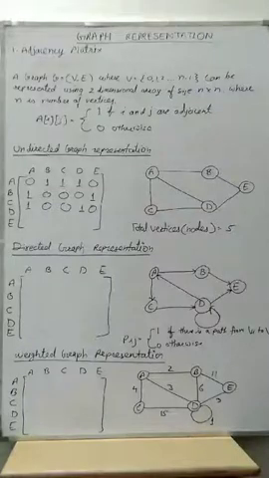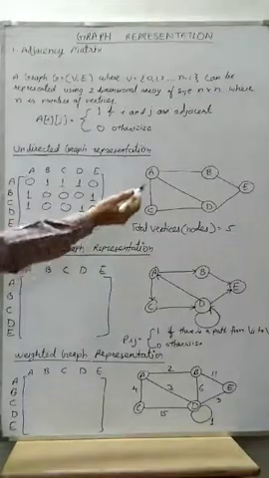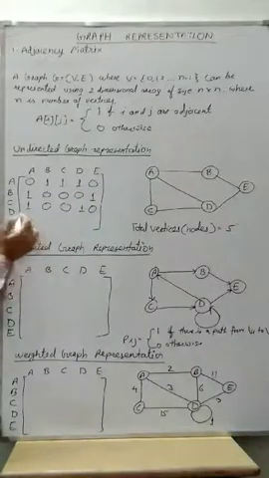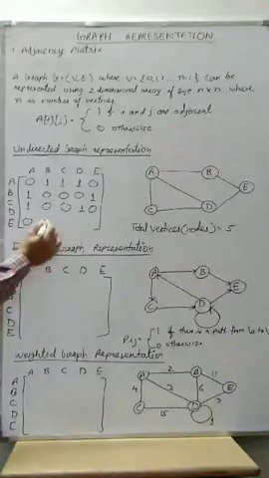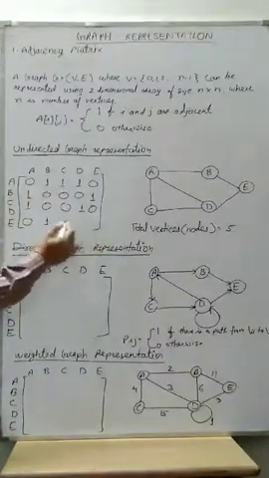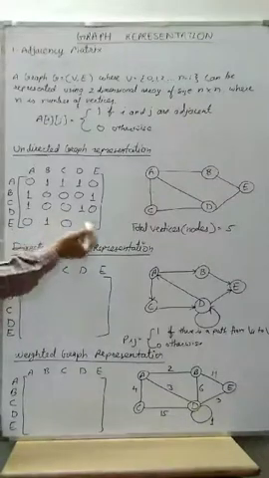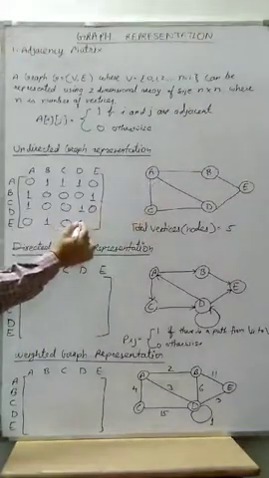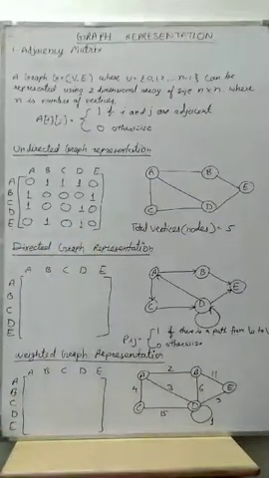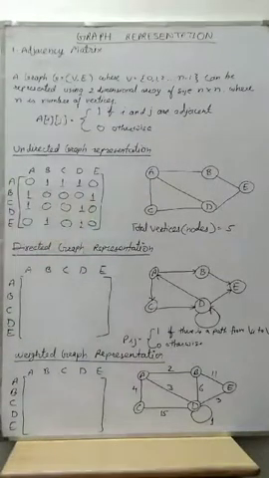Next, E to A. There is no direct edge, so put 0 here. E to B, yes, there is an edge. E to C, no. E to D, yes, edge. E to E, no self loop, so put 0 here. So this is the adjacency matrix of the undirected graph.